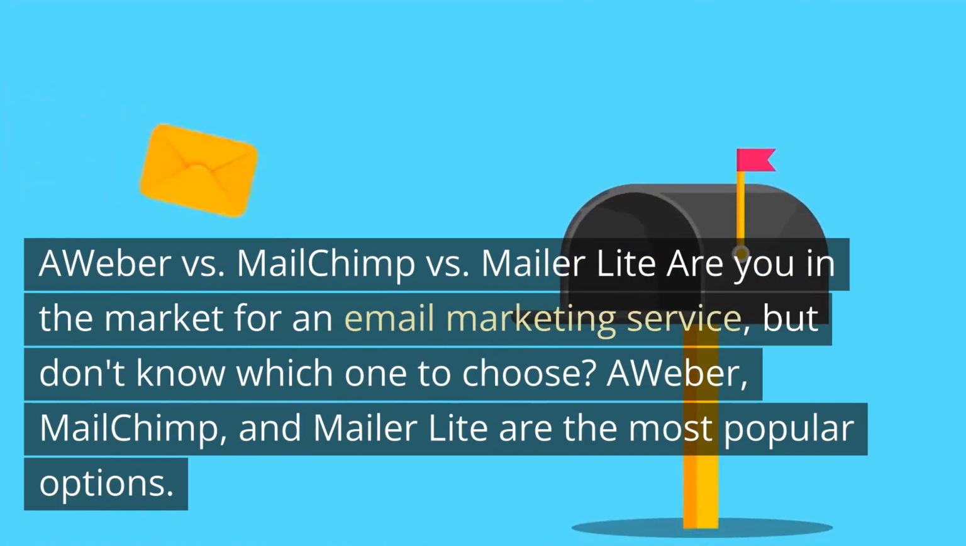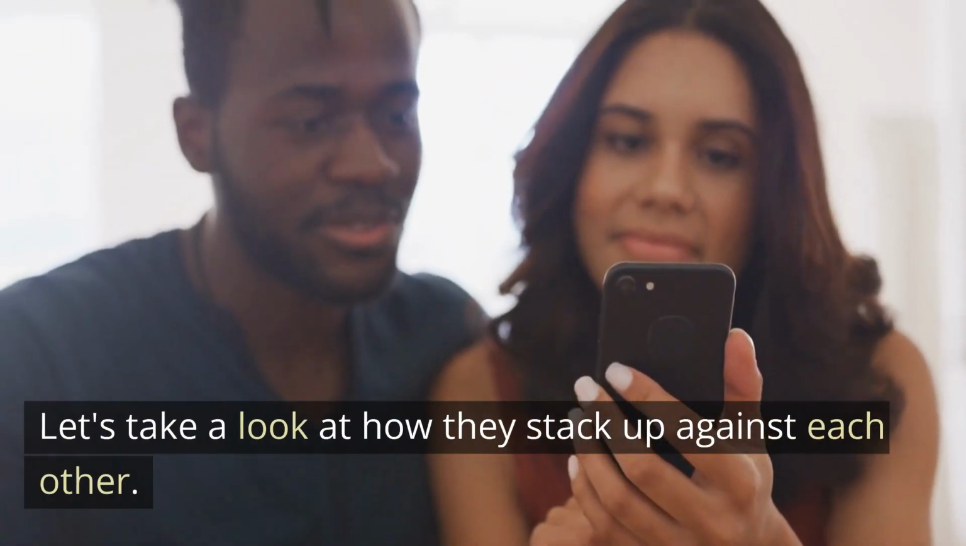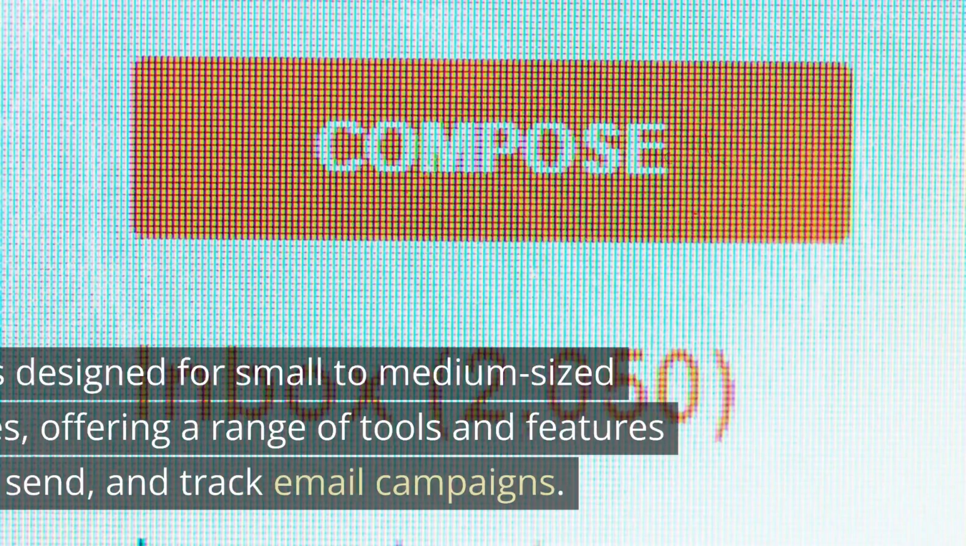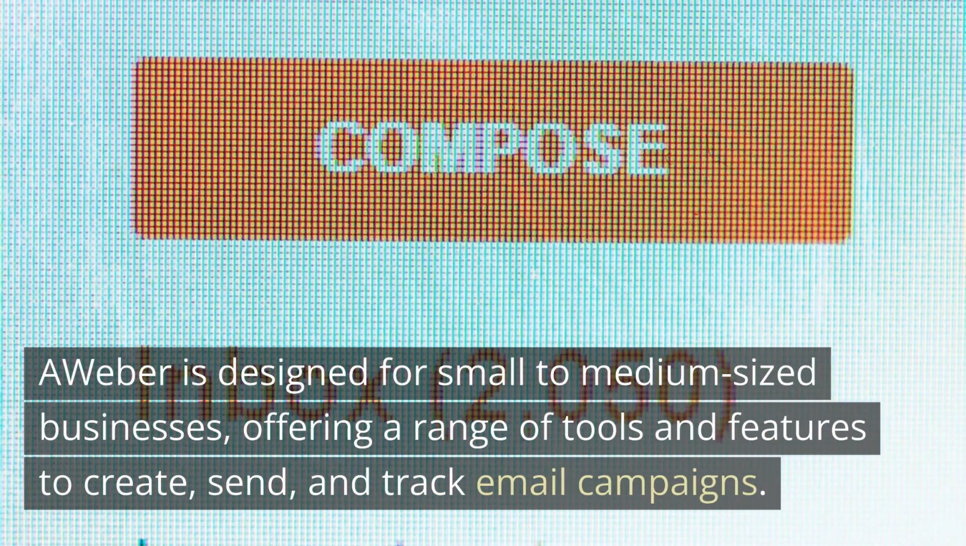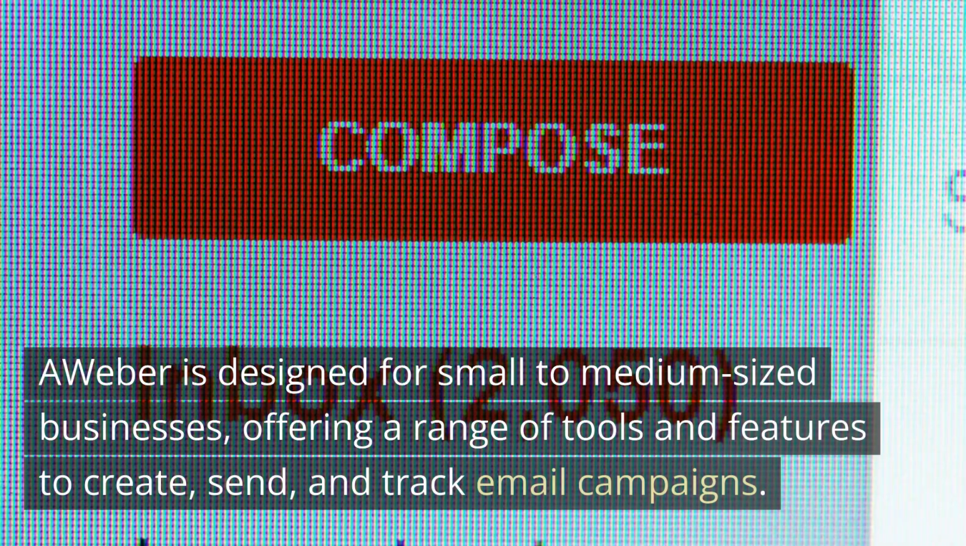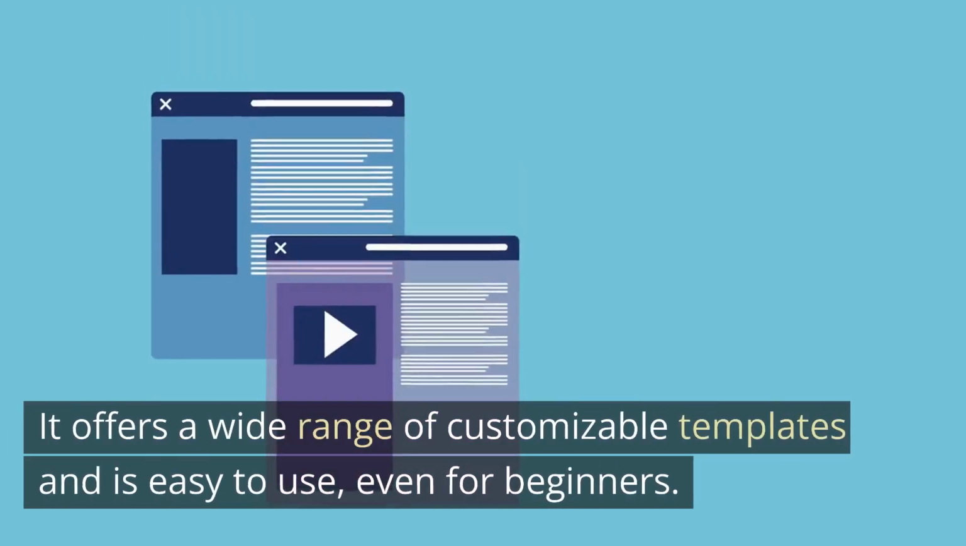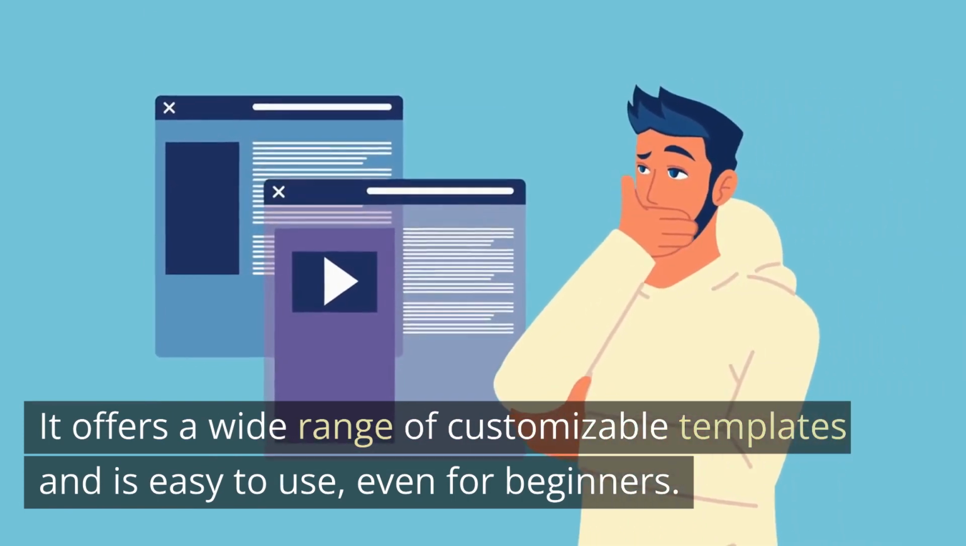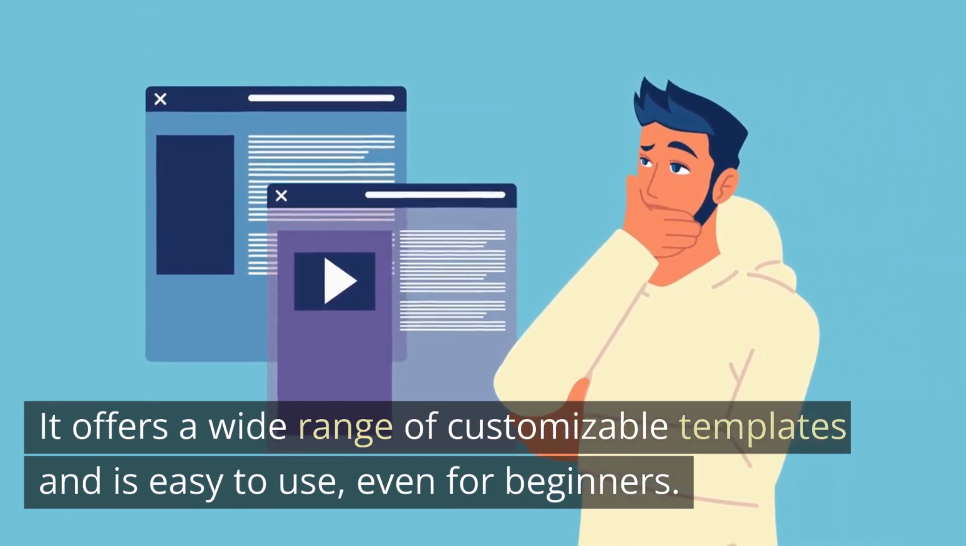Are you in the market for an email marketing service, but don't know which one to choose? Aweber, MailChimp, and MailerLite are the most popular options. Let's take a look at how they stack up against each other. Aweber is designed for small to medium-sized businesses, offering a range of tools and features to create, send, and track email campaigns. It offers a wide range of customizable templates and is easy to use, even for beginners.